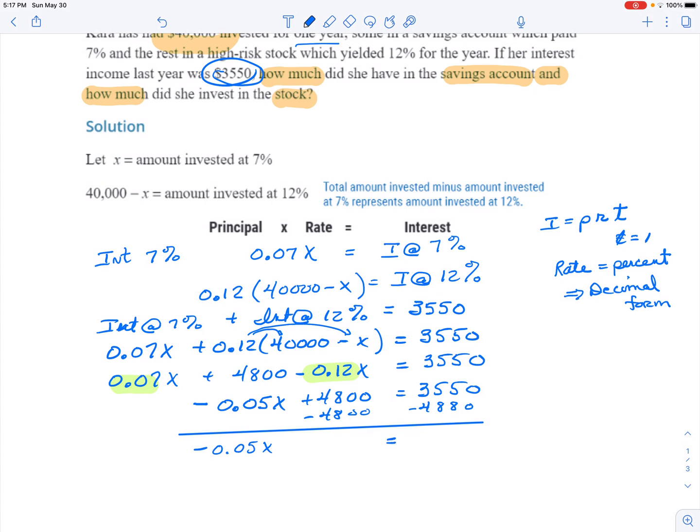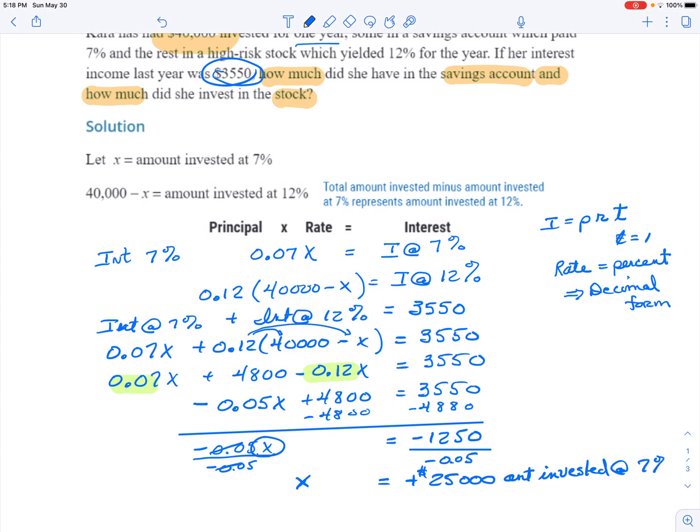And you'll notice that that gives me a negative value, so that when I finish this up and I'm dividing by this negative 0.05 on the left and also dividing by that negative 0.05 on the right, notice these cancel out, the variable x is still there. I'm going to end up with a positive number out here, and that positive number turned out to be $25,000. And of course, this is the amount invested at 7%.